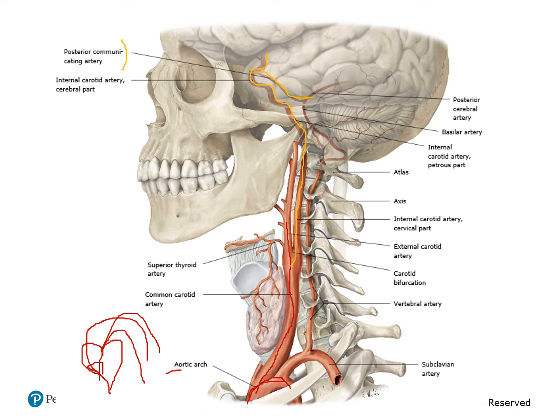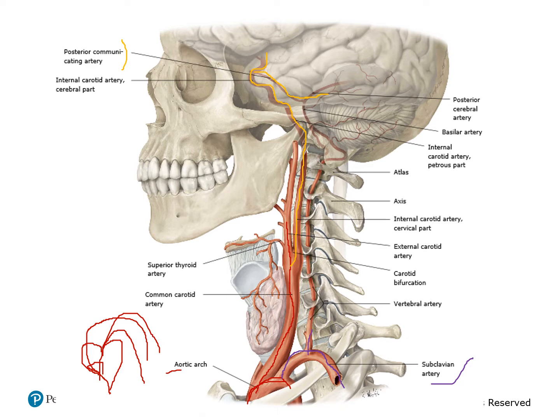We can see PCA, posterior cerebral artery here. But let's not get ahead of ourselves here. Let's go right back down here. I'm going to switch it up into purple and come up and around here. You can see this subclavian artery, so under the clavicle.